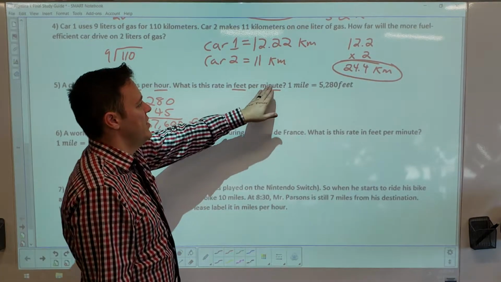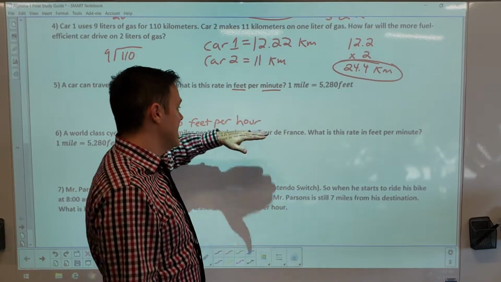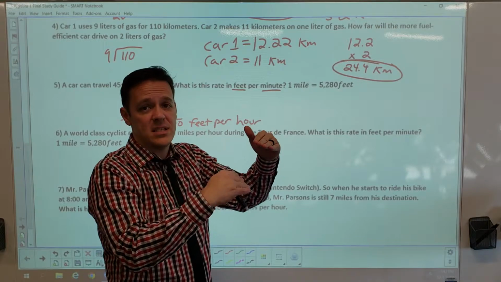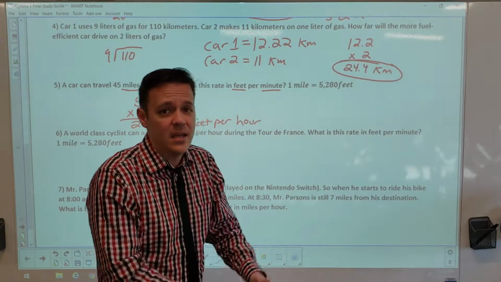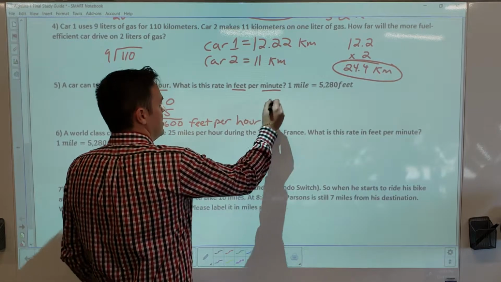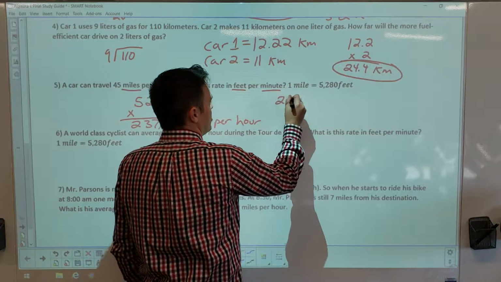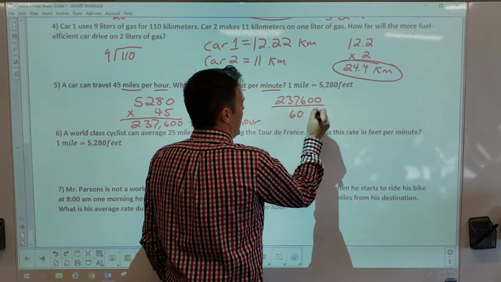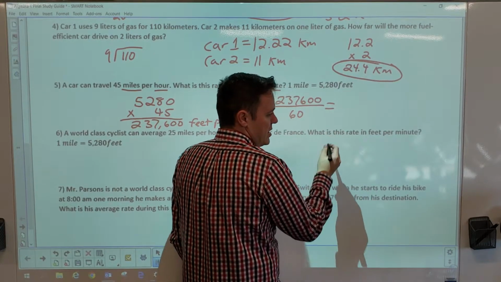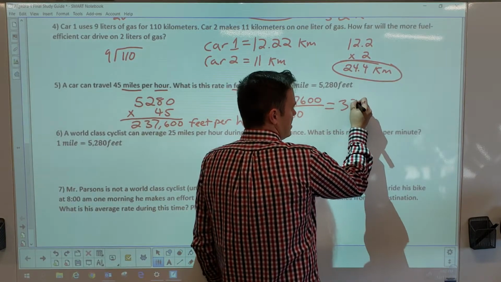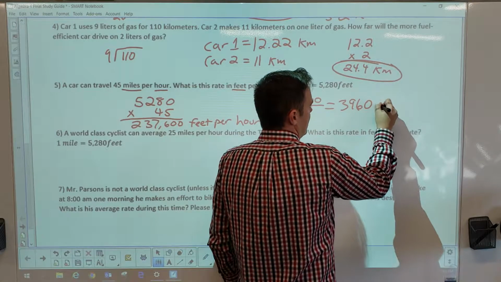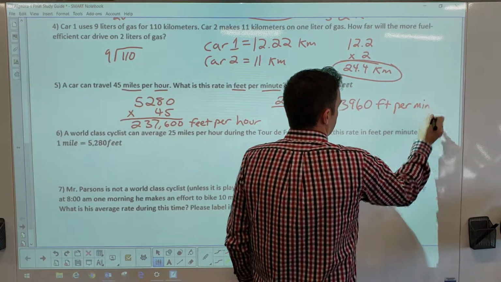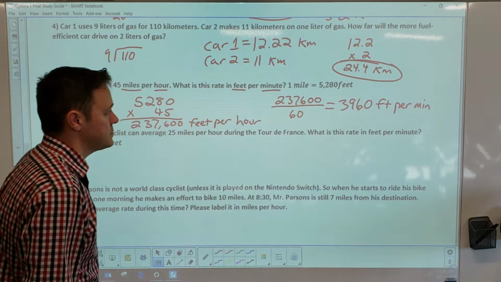No, we want to know how many feet per minute. So we need to take the hour now and reduce it down to minutes. And how do you go from 1 hour to 60 minutes? You divide something by 60. Okay, so you would take your original number, 237,600, put it in the calculator, divide it by 60, and you would end up having 3,960 feet per minute, which is what we're looking for.